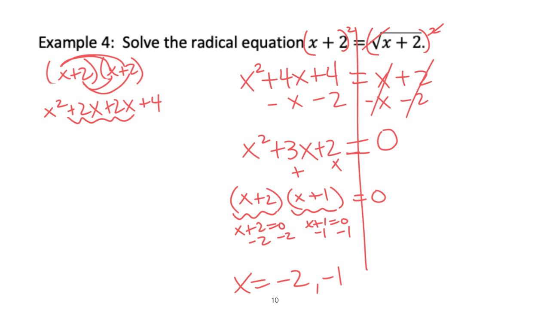Let's check each of our solutions that we just found to make sure we don't have a negative underneath this square root. So let's plug in each one. Square root, I'm going to plug in negative 2 plus 2. That would give me a square root of 0. That's okay. We can have 0, just not negative. And if I plug in negative 1 plus 2 would be a square root of 1. So both of our answers on this one are okay.